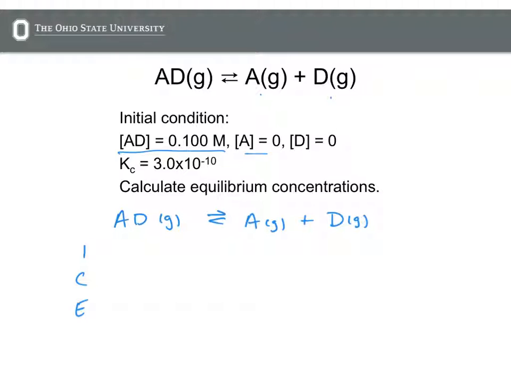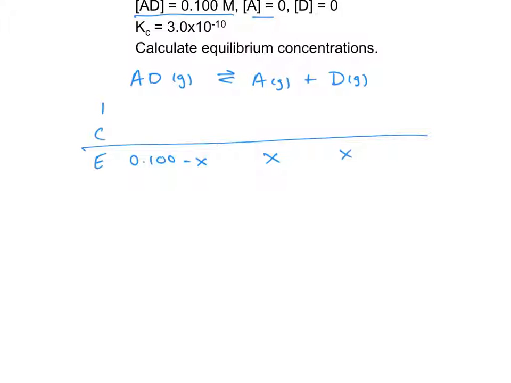All right, seeing some good things. All right, so I think most of you got to the point where you figured out that at equilibrium, we're going to have 0.1 minus X for AD, and X for A, and X for D. And so when you plug this into your K sub C, you're going to end up with K sub C equals 3.0 times 10 to the minus 10, which equals X squared over 0.1 minus X.